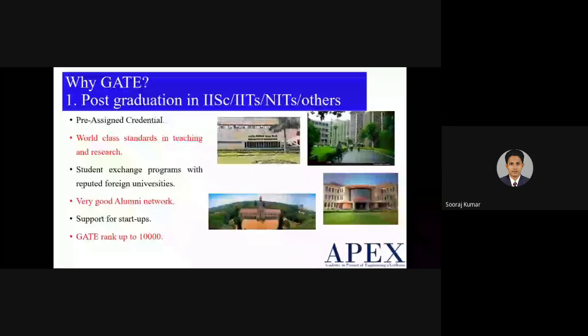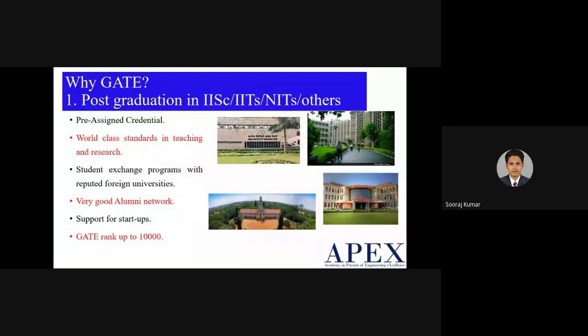Actually a lot of outlay is wasted. It is not utilized. Whatever money they keep, the budget is there, but it is not utilized actually. And to get into IITs, yeah, any doubts here?